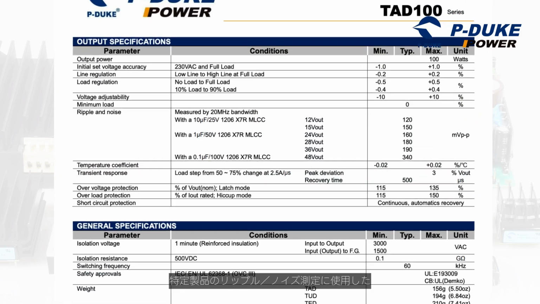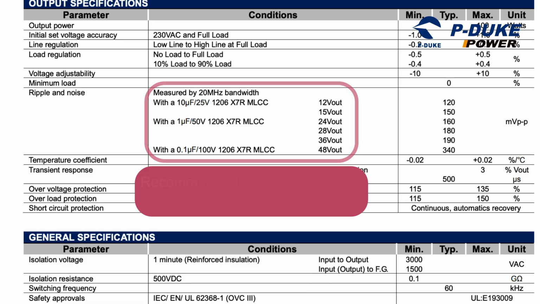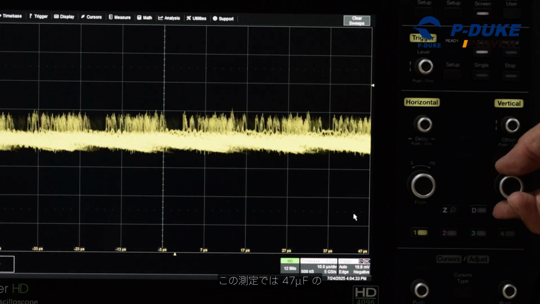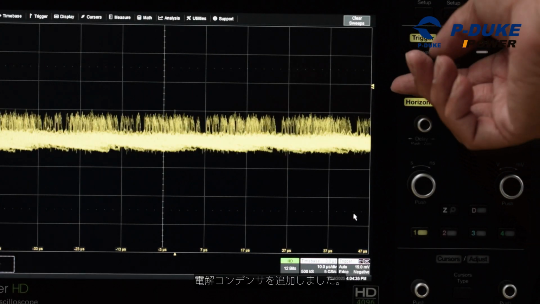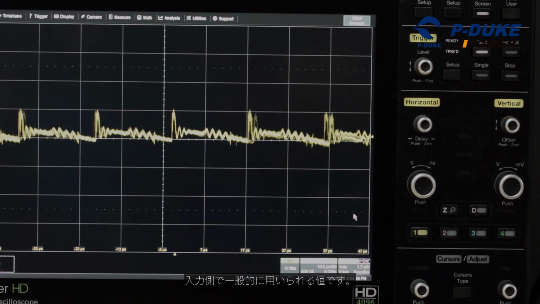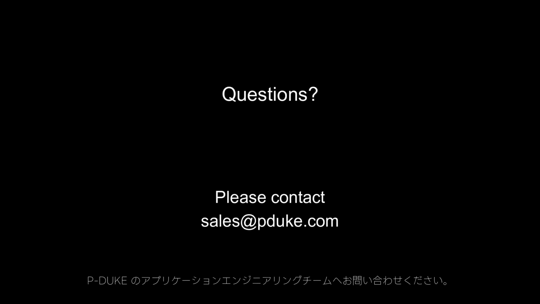In the datasheet you can find the capacitor used for ripple and noise measurements of a specific product. To further reduce ripple and noise on the output, you can add more capacitance. For this measurement we added a 47 microfarad electrolytic capacitor, a typical value used at the input of electronic circuits supplied by the converter. In case of any questions, please contact PDUC's application engineering team.